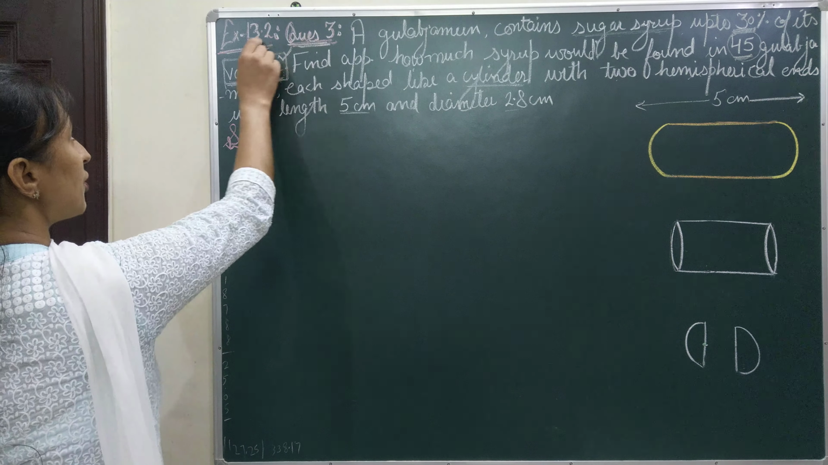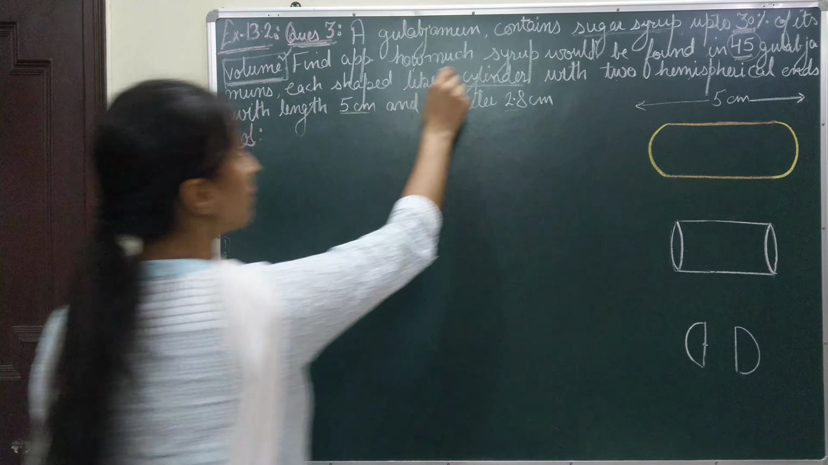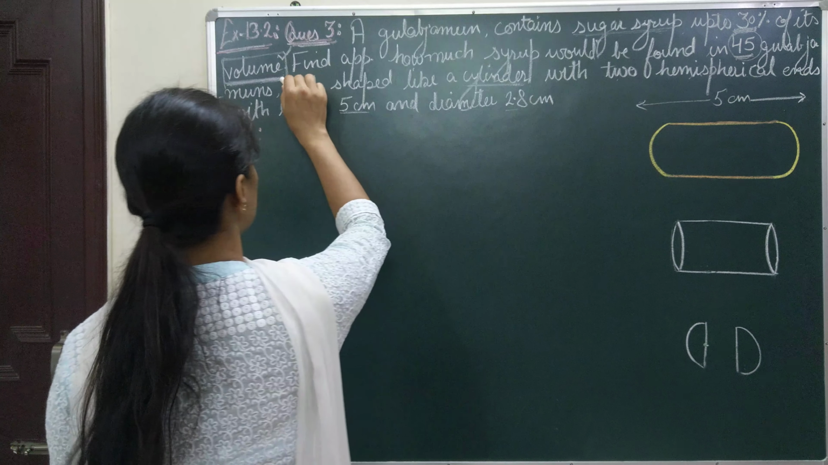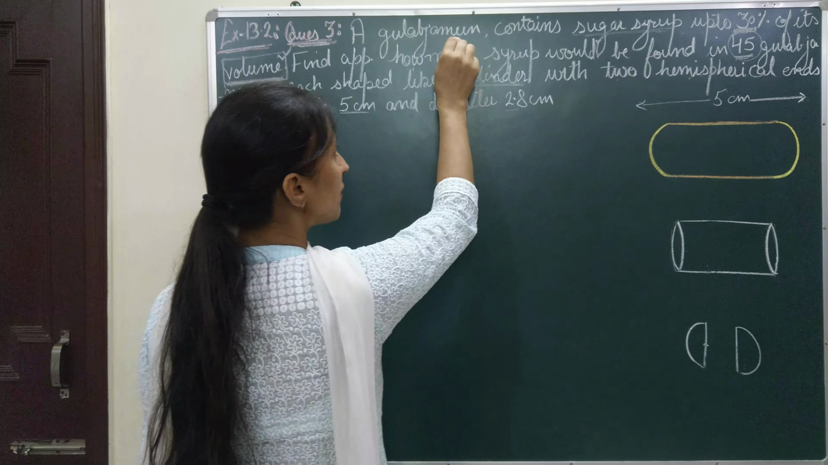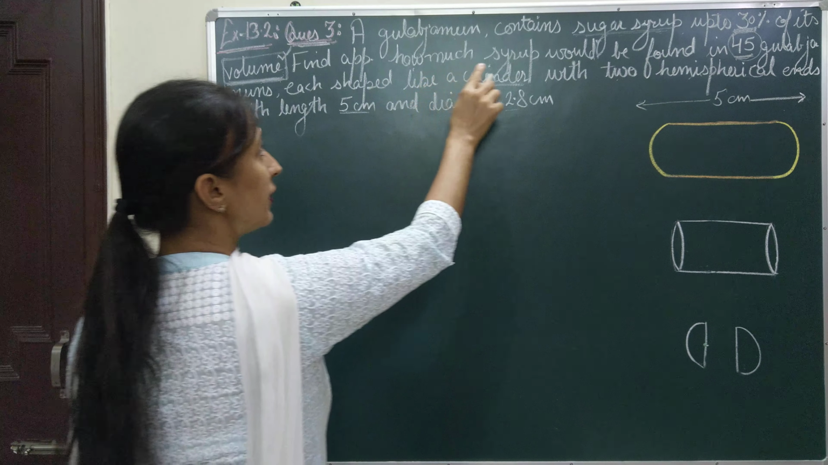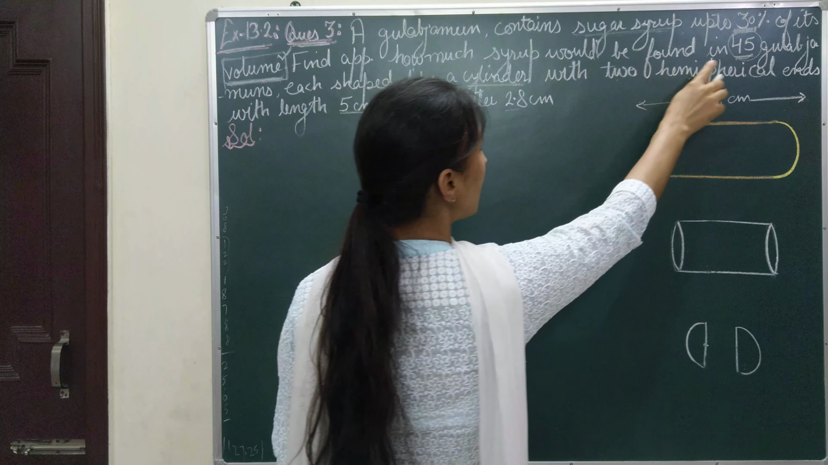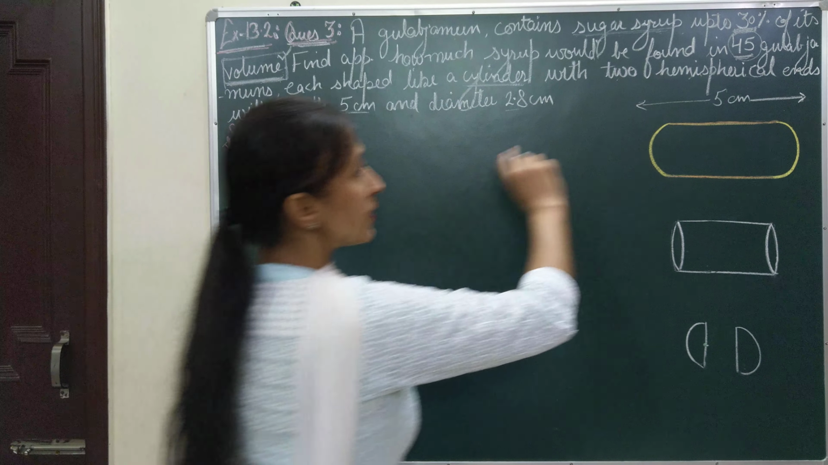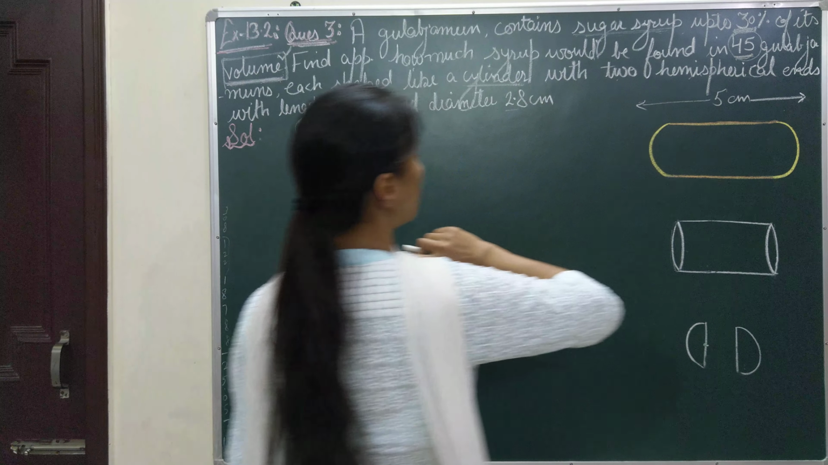Let us do question number 3 of exercise 13.2. Here is a statement: a gulab jamun contains sugar syrup up to 30% of its volume. One gulab jamun is having 30% of the sugar syrup. Find approximately how much syrup would be found in 45 gulab jamuns. You have to find out how much syrup is in 45 gulab jamuns.